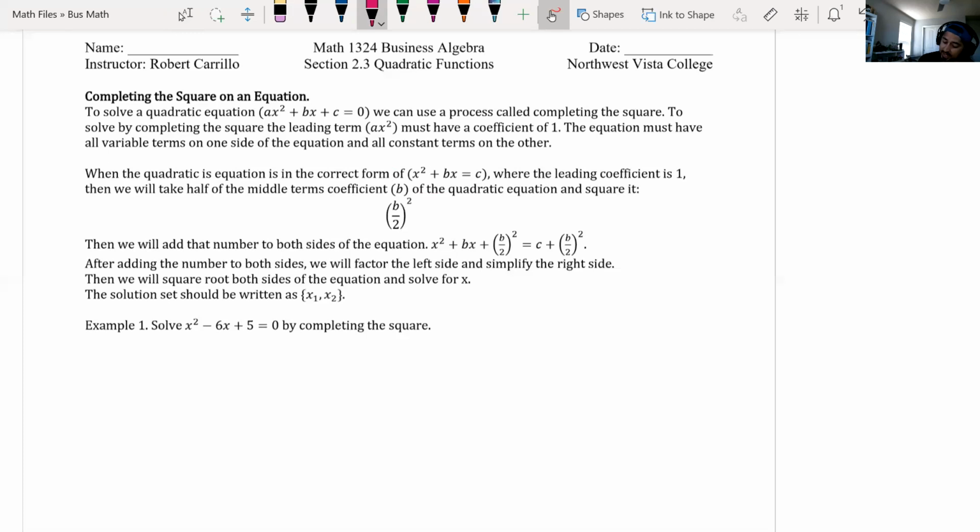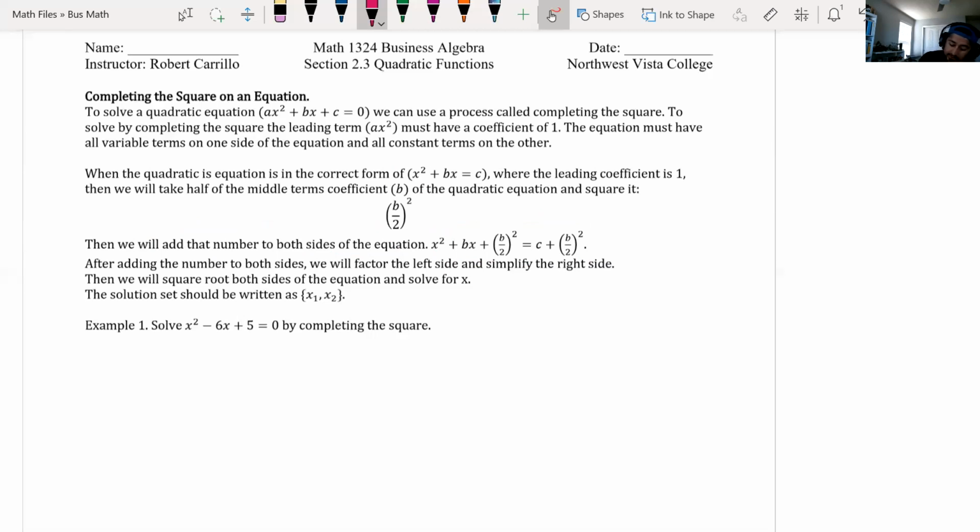And what we're going to do is take half of the middle term's coefficient and square it, as you see here. After we do that, we will add that number to both sides of the equation, giving us x squared plus bx plus b over 2 squared, equal to c plus b over 2 squared. And then after we add it to both sides, we will simplify. We'll factor the left, simplify the right, and then we will use the square root method to solve for x.